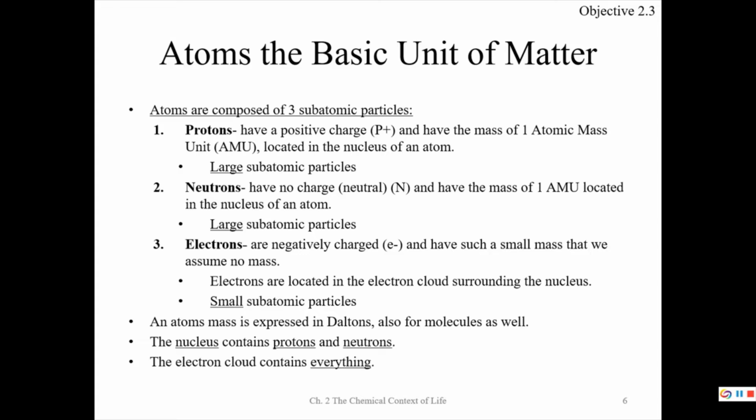So a neutron walks into a bar and the bartender says, "What can I get you?" The neutron says, "I'll have a beer." And the bartender says, "Sure thing, but for you, no charge."